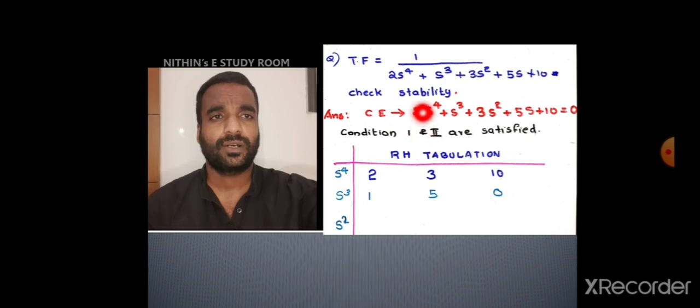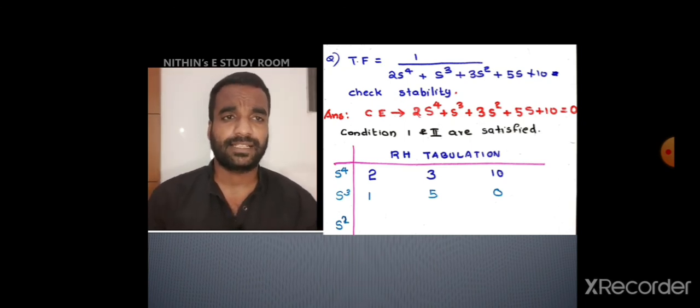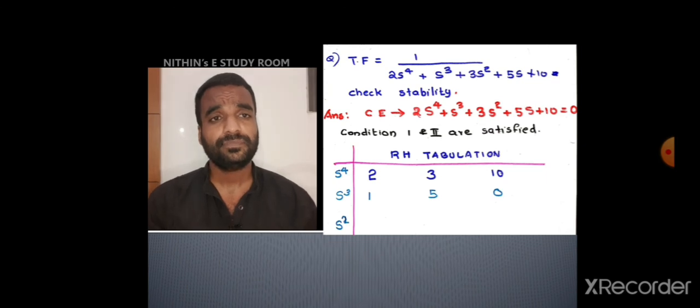Now 2 is the coefficient of s^4, alternately 3 is the coefficient of s square, and 10 is the coefficient of s raised to 0. So I write these three coefficients in the first row: 2, 3, 10. And alternately 1, 5 are the alternate coefficients, and for balancing, a 0 is also put in the last place: 1, 5, 0. Now s^4 and s^3 rows are okay.